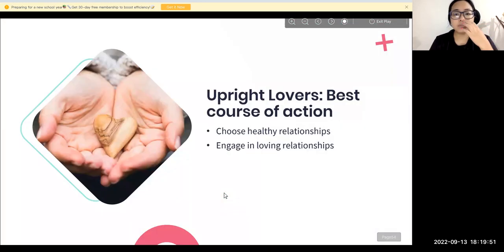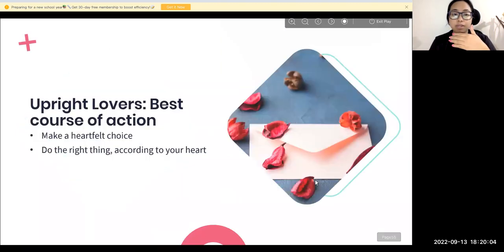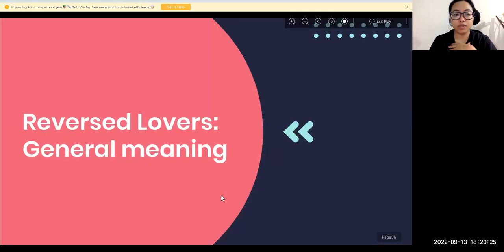Now, what is the best course of action, or the best thing that you can advise if this card comes? It means that always choose a healthy relationship. Maybe you end up engaging in a loving relationship in life, right? And always make the choice that your heart says. Do the thing according to your heart. This is very important, guys. So this is the advice that you can give to your client whenever you get the Lovers card, that you are doing the right thing, and you are ensuring that whatever your heart says, you're doing that.